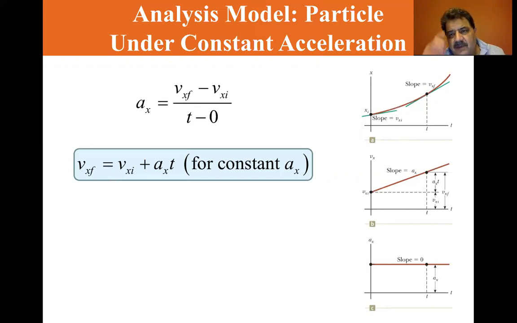So once again, if you look at the figure, we have a position versus time graph. Velocity is the first derivative of the position versus time graph, and acceleration is the first derivative of the velocity versus time graph. It's also the second derivative of the position versus time graph.